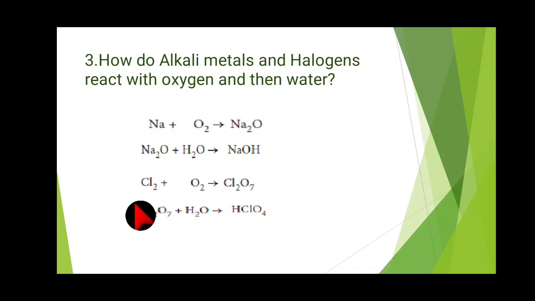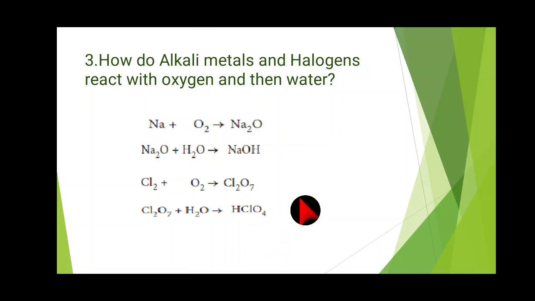Then halogen. For one halogen we utilize chlorine. Chlorine reacts with oxygen, and Cl2O7 will form. Then Cl2O7 again reacts with water, and perchloric acid, HClO4, will form. Sodium oxide is a basic oxide, it gives a base. Cl2O7 is an acidic oxide, it gives an acid, perchloric acid.